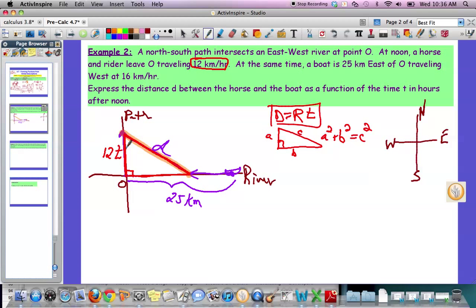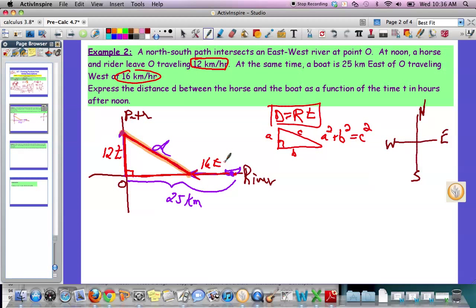What would be that red side on that triangle where the boat is? This is where the boat was, and this is where the boat is at the moment in time I'm talking about. Likewise, this is where the horse is at the moment in time I'm talking about. This distance is given to us as what? How fast is the boat going? 16 kilometers. 16. So this is 16t.